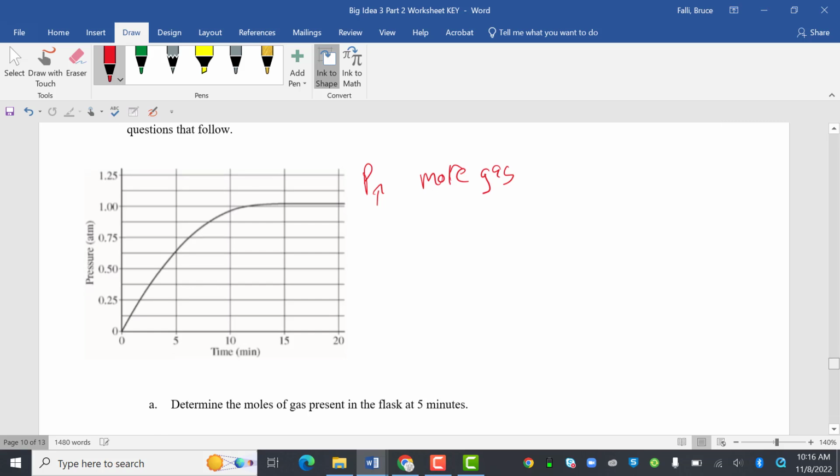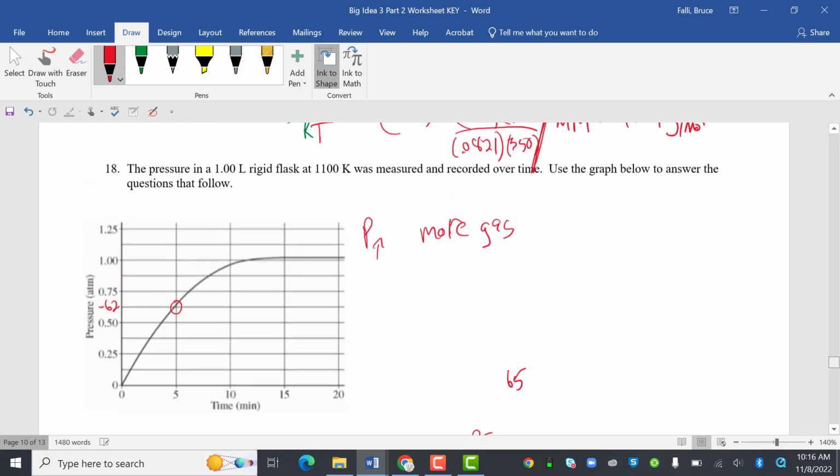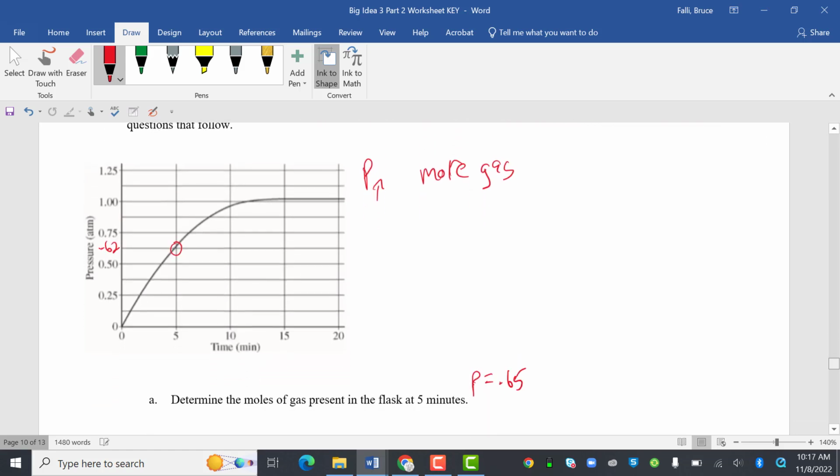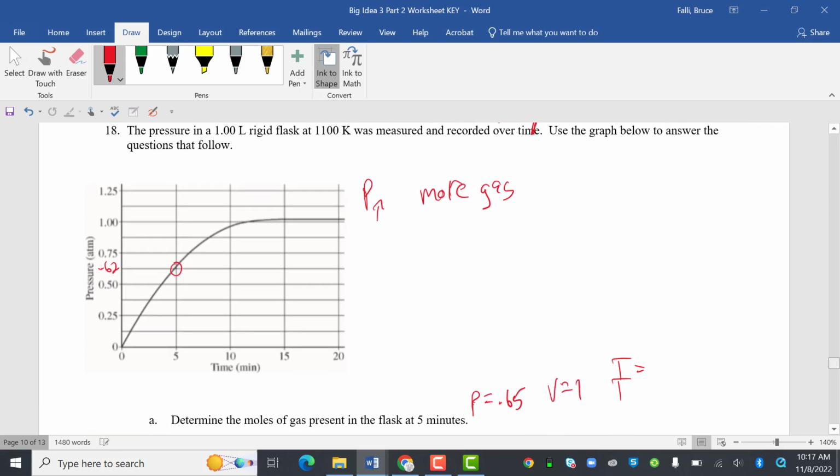All right, determine the moles of gas present in the flask at 5 minutes. 5 minutes, right here. Oh man, so this would be 0.62. How terrible is that? So it's a little bit of 0.65. So P equals 0.65. Looking above, V equals 1. T equals, was it 1100? 1100.